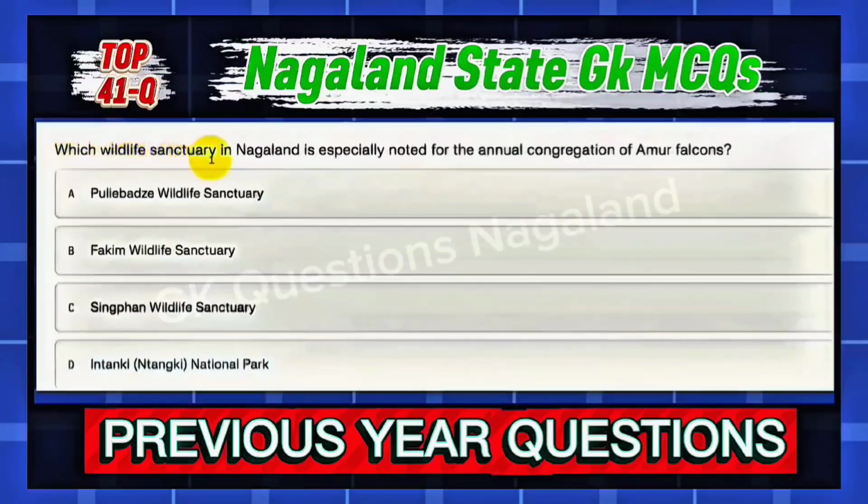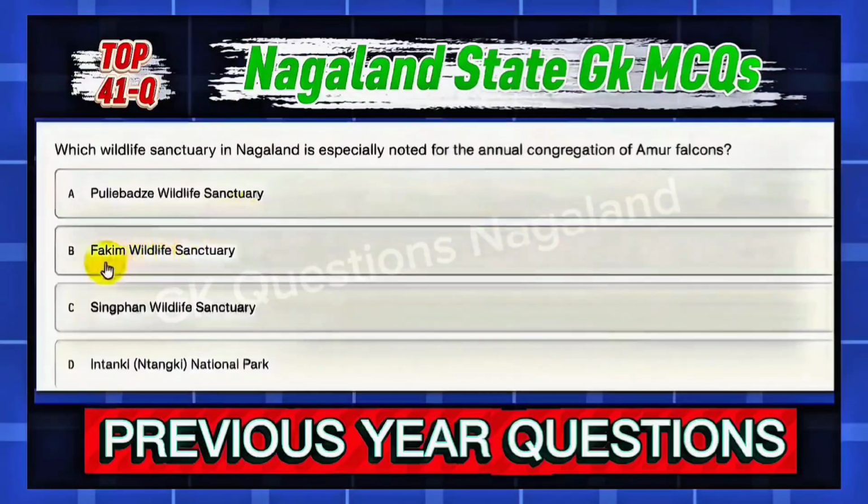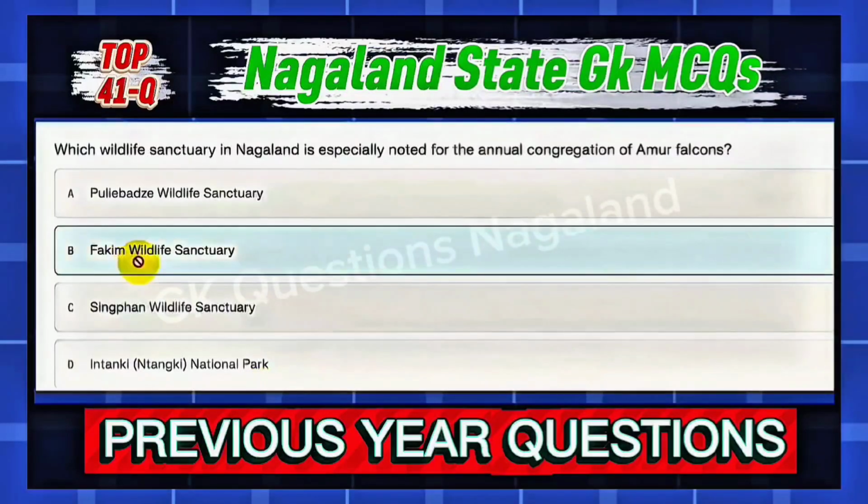Question 10. Which wildlife sanctuary in Nagaland is especially noted for the annual congregation of Amur falcons? Options: A. Puliebadze Wildlife Sanctuary, B. Fakim Wildlife Sanctuary, C. Singfan Wildlife Sanctuary, D. Intanki National Park. The correct answer is B. Fakim Wildlife Sanctuary.